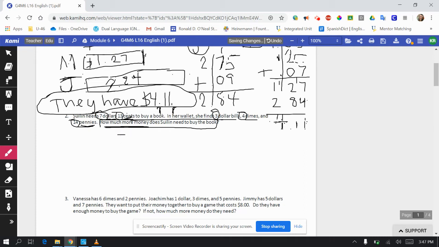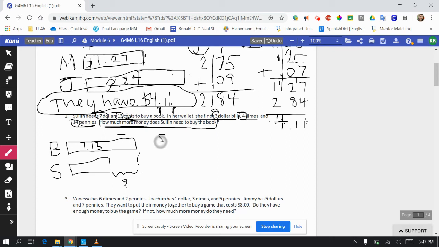Okay, so to buy the book, she's going to need $7.13. But it makes it sound like she has less. Okay, and so then the question is, how much more does she need to have $7.13?